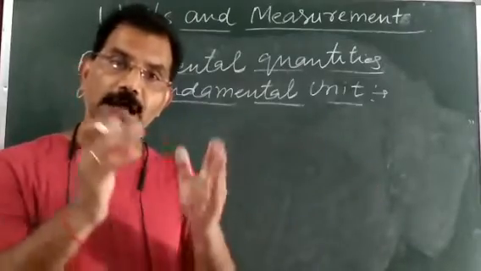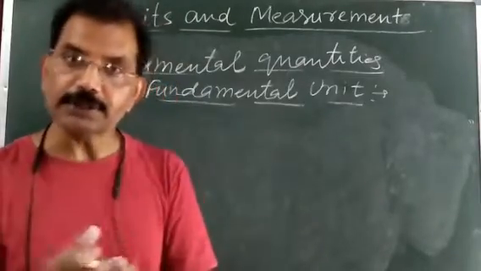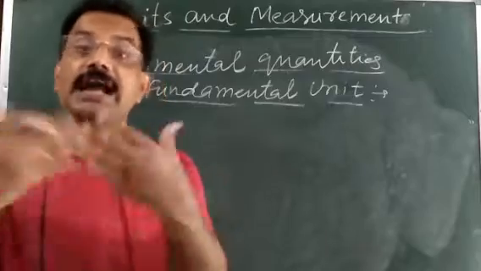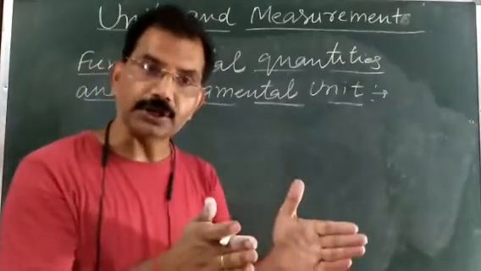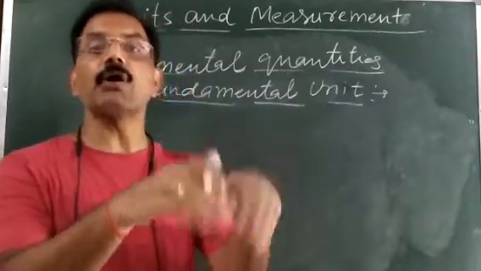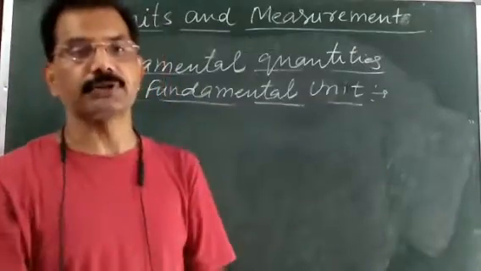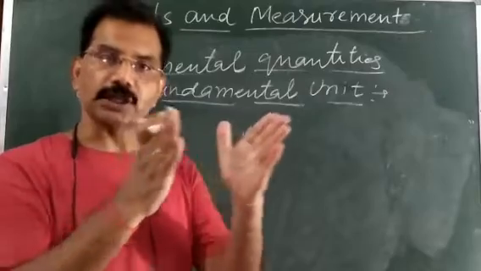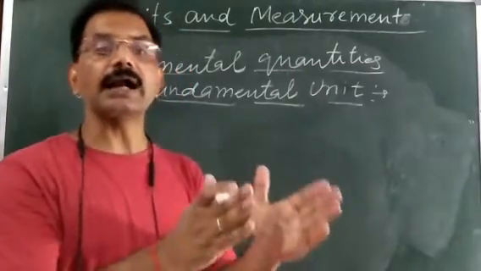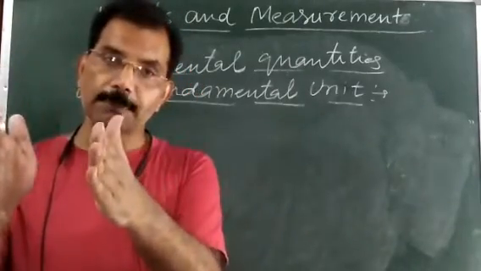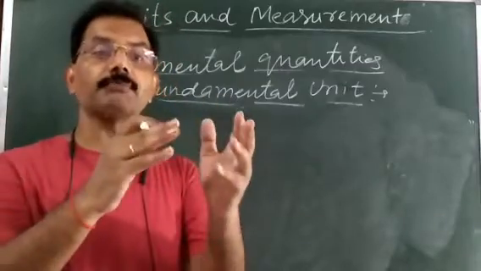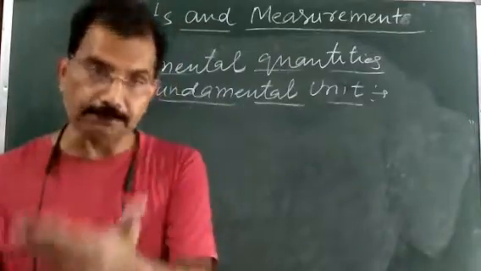But with the help of these fundamental units, the other units which are derived, इन फंडामेंटल यूनिट से मिल करके जो और यूनिट बनाई जाती हैं उसको हम कहते हैं डेराइव्ड यूनिट्स. So you know there are 7 fundamental units, and with the help of the fundamental units we can derive the derived units.